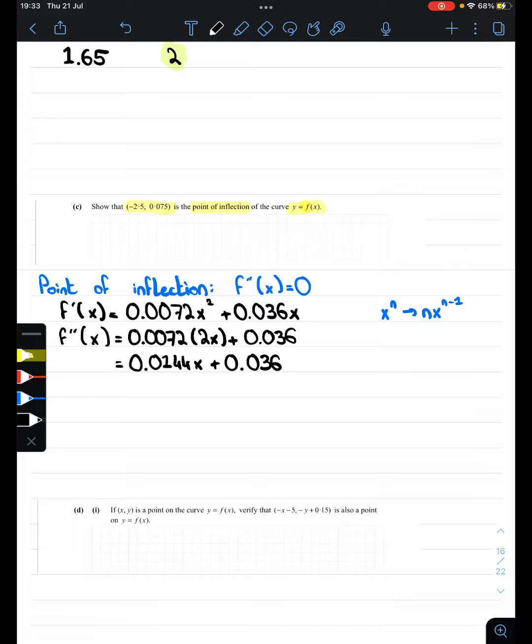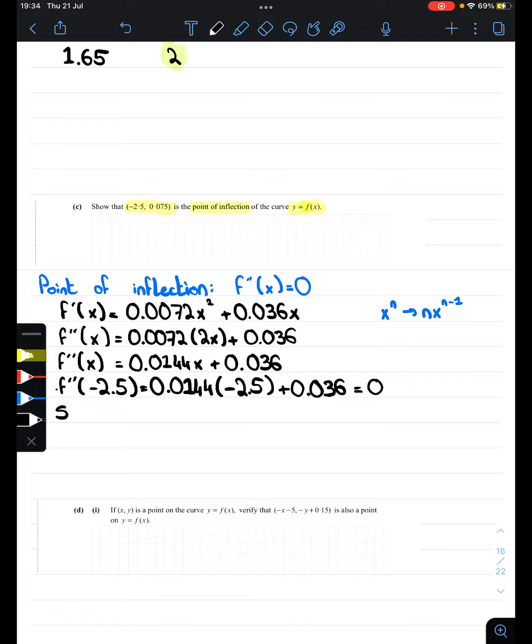Well, if we check, if we put in -2.5 and the second derivative is 0, well then we know it's a point of inflection. So what's f''(-2.5)? This is 0.0144 times -2.5 plus 0.036. And if we put this into our calculator, we just get 0.